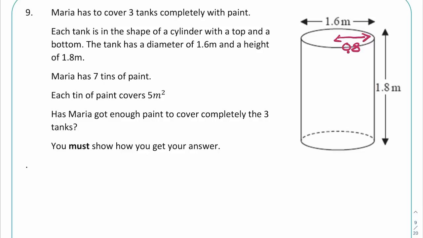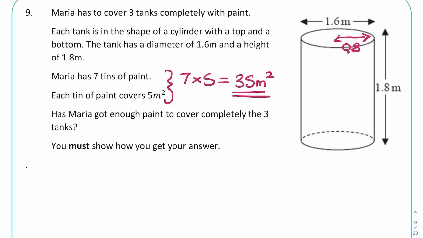Maria has 7 tins of paint, and each tin of paint covers 5 meters squared. Well, straight away, before I even move on, that tells me she's got 7 lots of 5, which is 35 meters squared. So the whole point of this question, are we going to be under or over 35 meters squared? So has she got enough to cover the 3 tanks? And you must show how you get your answer.